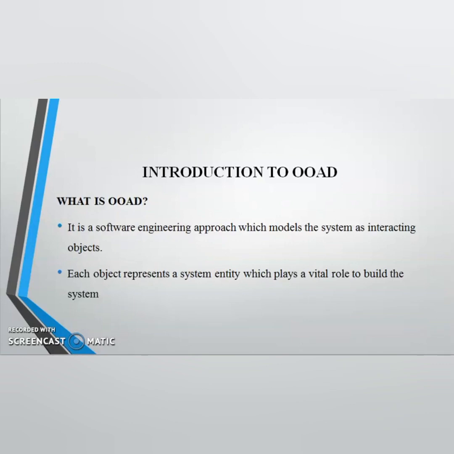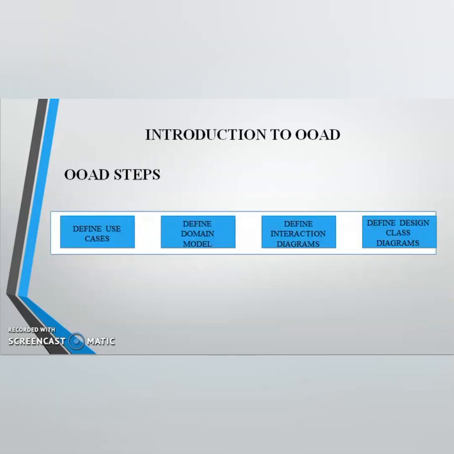This is the definition of OOAD. OOAD means object-oriented analysis and design. The first thing is that OOAD is a software engineering approach. The second is that it models the system as interacting objects, and here the object plays the main role in building a system. This page shows you the OOAD steps. First is define use cases. Second is define domain model. Third is define interaction diagrams. The last one is design class diagrams.